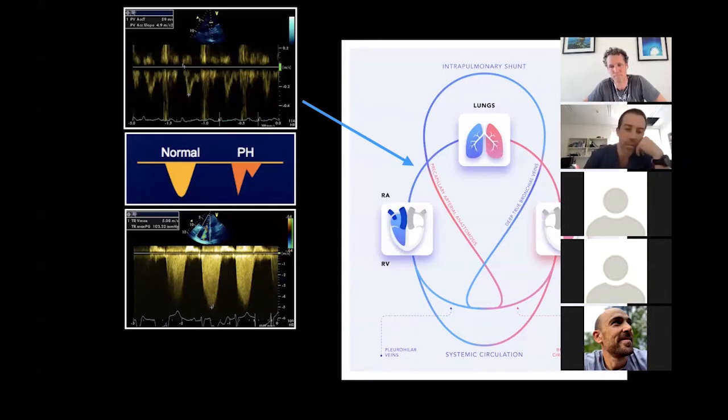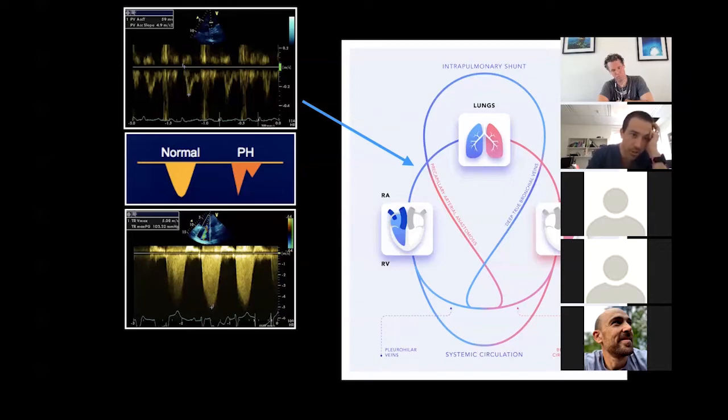So I talk about RV afterload in terms of the physiology and then the echo findings. From a physiological point of view, it's raised pressure that the RV has to contract against to try and overcome and get blood flowing through the pulmonary circulation. The way we can assess that is by looking at the RV and looking at both forward flow and backward flow from it during systole.